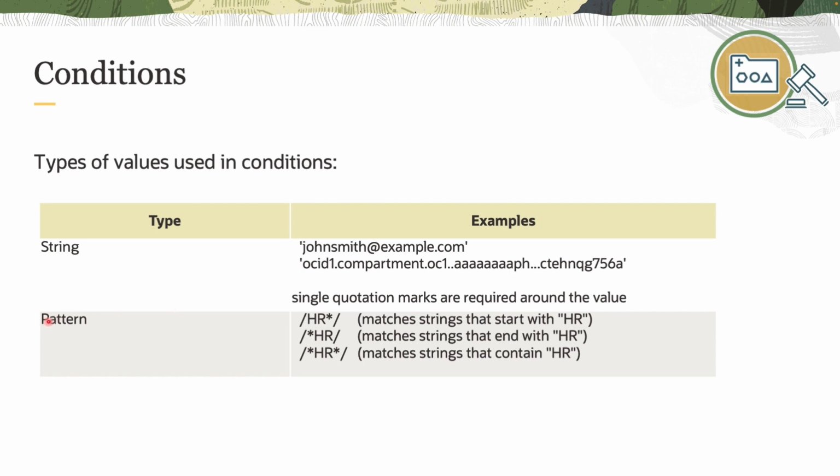Additionally, you can use pattern matching. This feature allows you to specify a pattern that matches certain strings. For example, you can use a pattern that starts with the word HR and includes any characters following it as a wildcard. This enables you to create more advanced conditions by using different types of string matching.